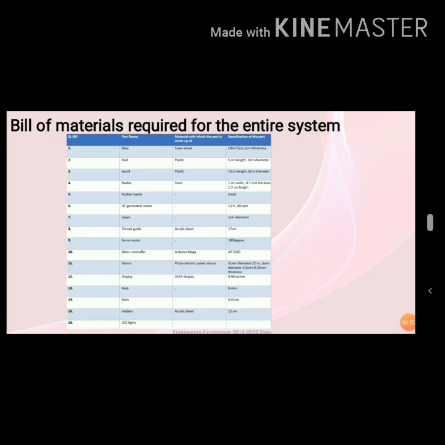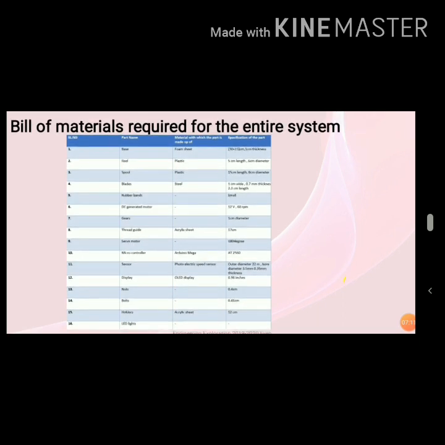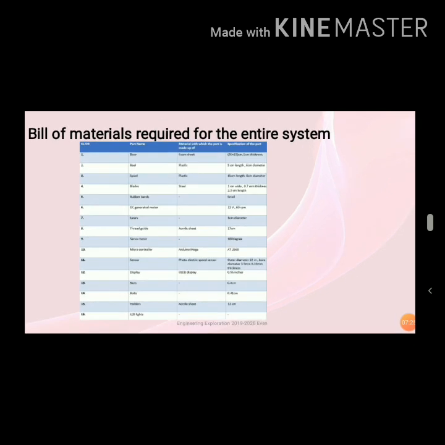Rubber bands, small. DC geared motor, 12 volts, 60 revolutions per minute. Gears, 1 centimeter diameter. Thread guide made of acrylic sheet, 17 centimeters. Servo motor, 180 degree. Microcontroller, Arduino Mega 2560. Sensor, photoelectric speed sensor, outer diameter 22 mm, bore diameter 3.5 mm and 0.35 mm thickness. Display, LED display 0.96 inches. Nuts 0.4 centimeter. Bolts 0.41 centimeters. Holders, acrylic sheet 12 centimeters, and then the LED lights.